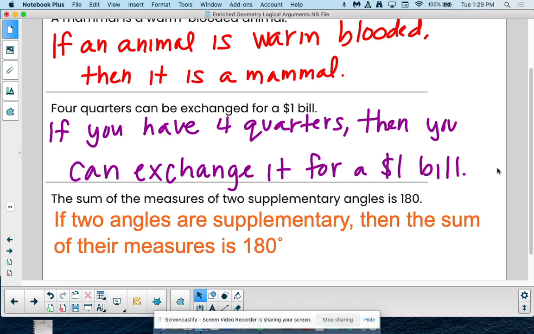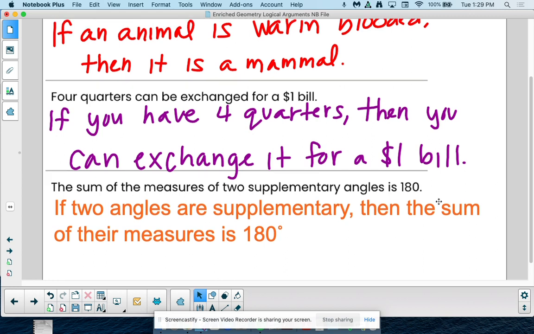Anyone want to share what you put? Silas? If the sum of the measures of two supplementary angles is 180, or then it's 180. Yep, if two angles are supplementary, then their measures sum to 180. Did anyone write the opposite, like the reverse order? You could have either way. I wrote it the same way as Silas. If two angles are supplementary, then the sum of their measures is 180 degrees.